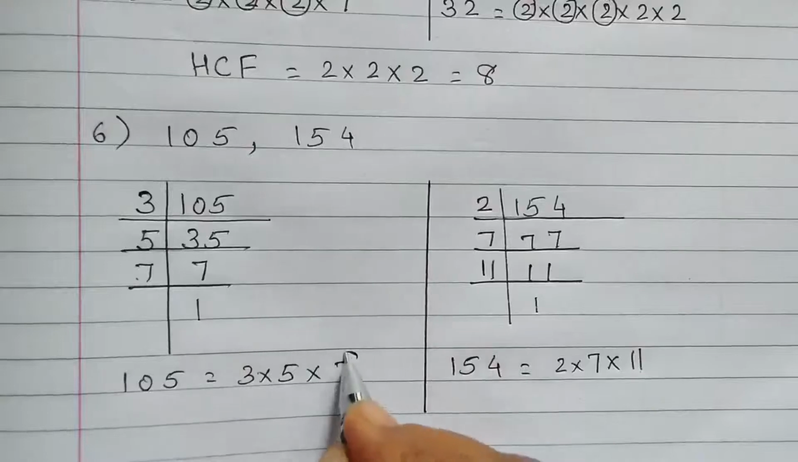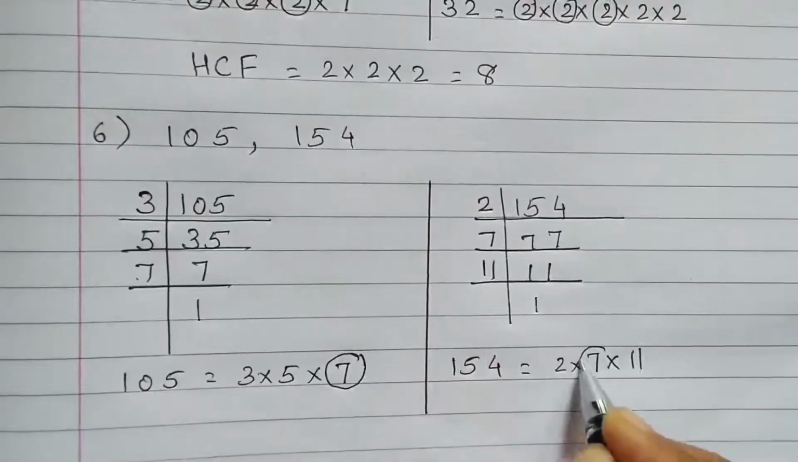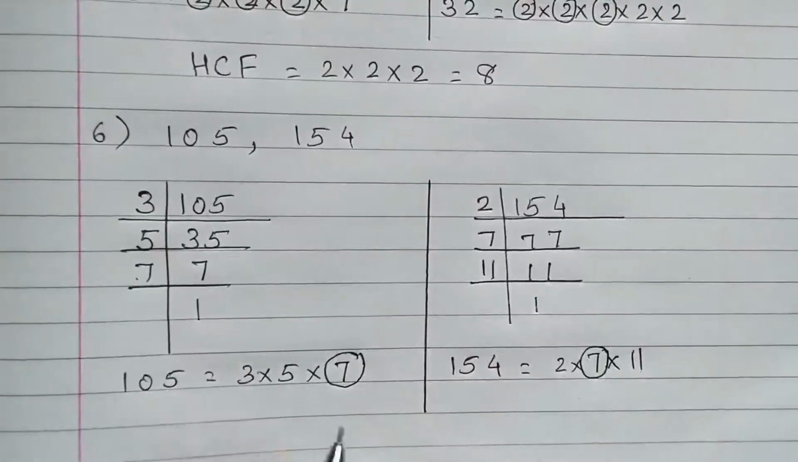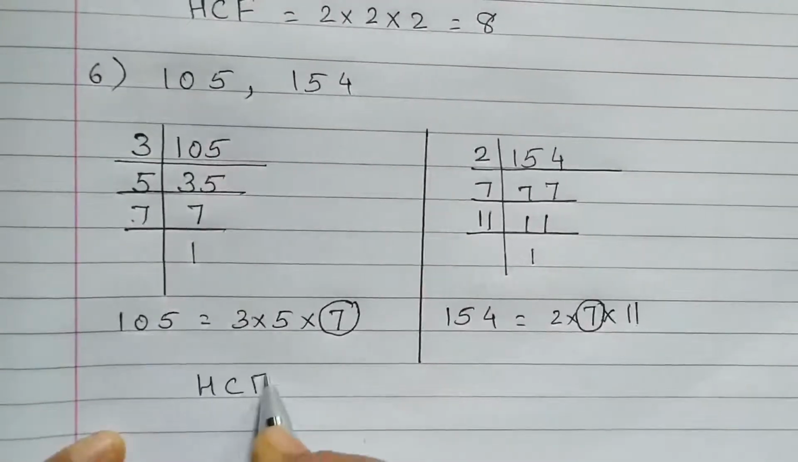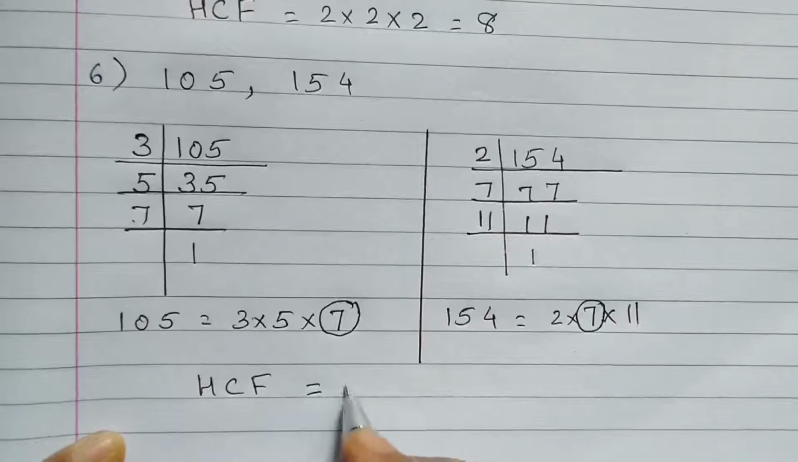If you see, there's only one common factor, that is the number 7. So you can write HCF equal to 7 because there's only one common factor.